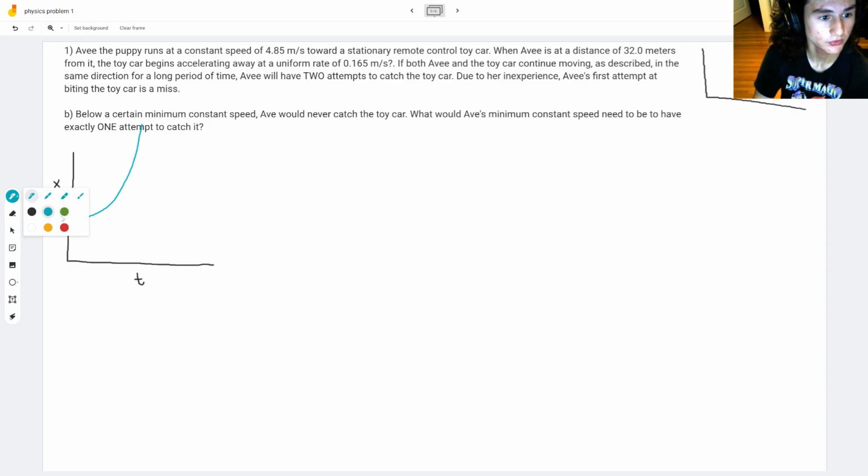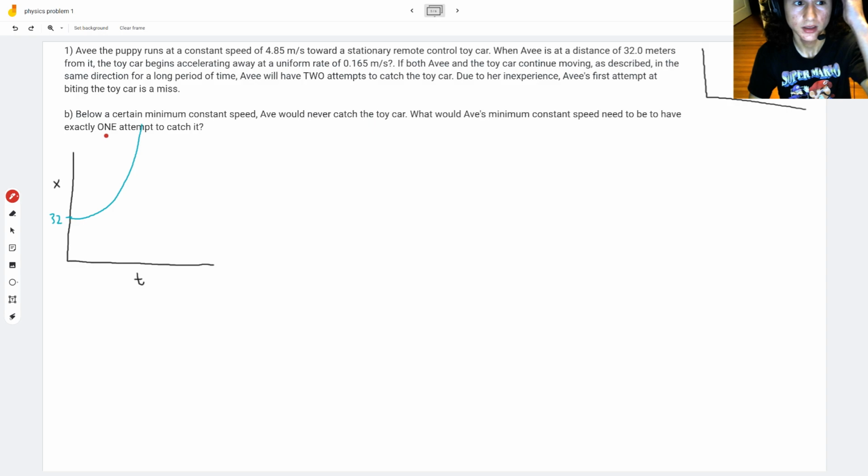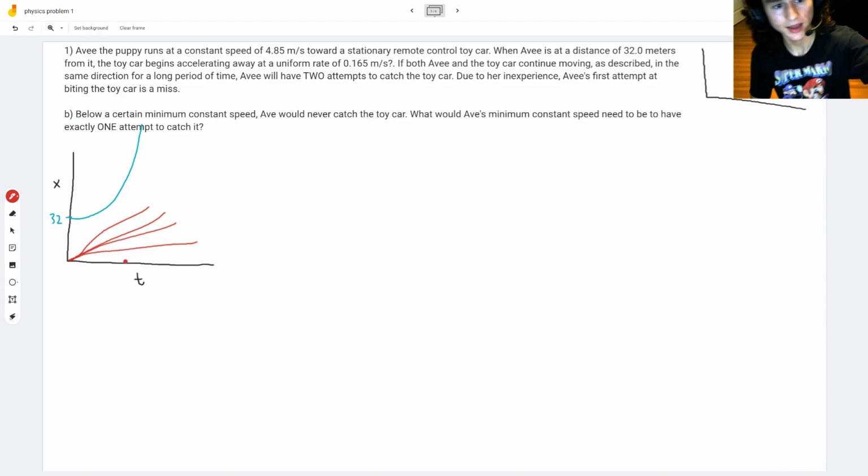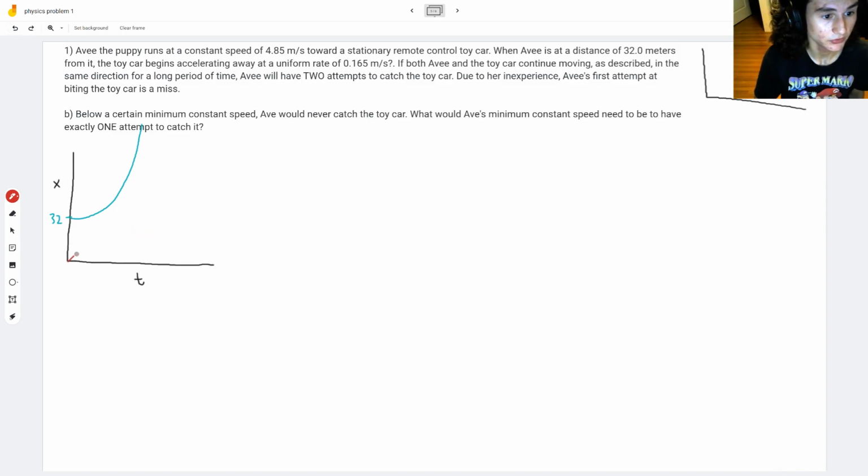So now I'm going to redraw in our line we got from the last equation. Notice how this one crosses through it at 2 points. This time it's saying we want a minimum constant speed to have exactly one attempt at catching it. So there are going to be a lot of lines representing the velocity of AV where it won't actually be able to catch the toy car. But there's going to be one that just touches it at one point, and that's what we want to find.